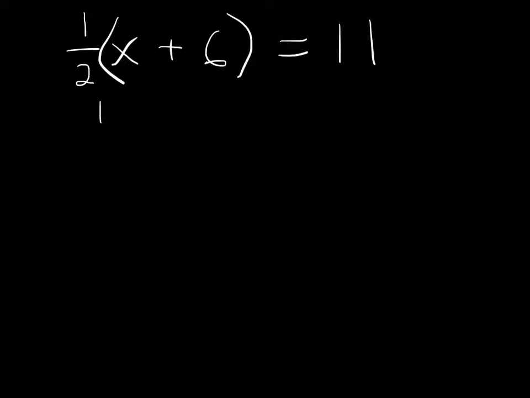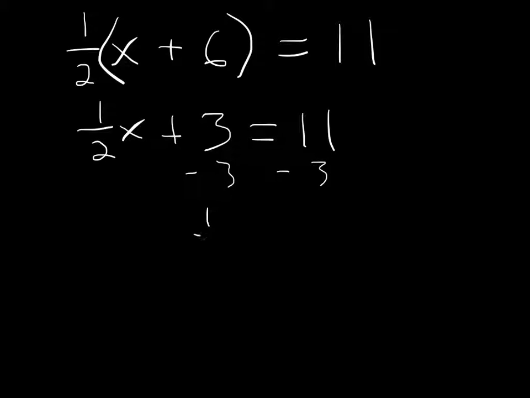We'll distribute the 1/2, and we get 1/2 x plus 3 equals 11. Again, we had to do distributive property, and now that we've done that, solving it should be pretty straightforward. We'll minus 3 from both sides. We get 1/2 x equals 8.